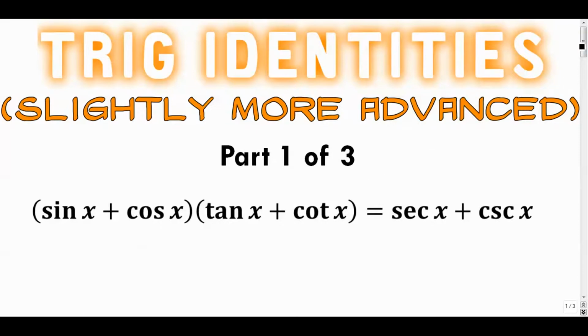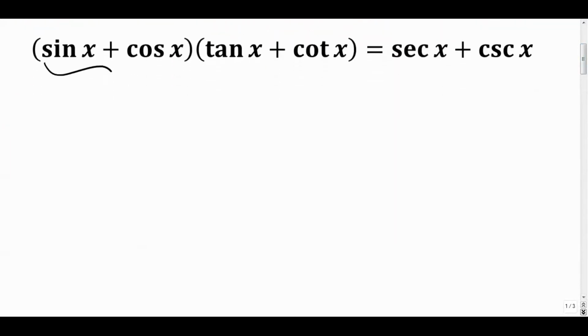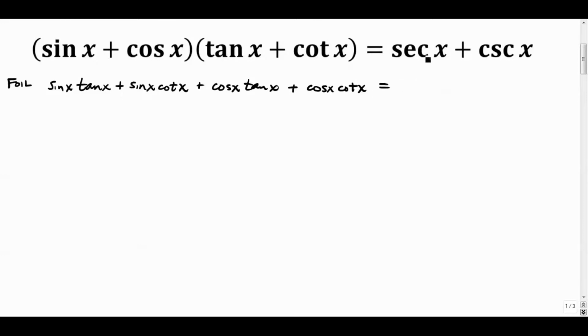But let's get started. So we have sine x plus cosine x in a binomial times another binomial. Get that to equal this whole thing. Well, the left side seems to be more complicated, so let's FOIL this. Let's distribute this binomial into this binomial. So let's go first times first. Sine x, tangent x. Let's go outside. So sine x, cotangent x. Let's go inside. Cosine x, tangent x. Let's go last. Cosine x, cotangent x. And we're trying to get that whole left side to equal this crazy thing over here.